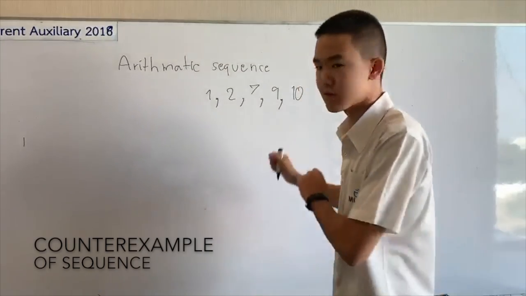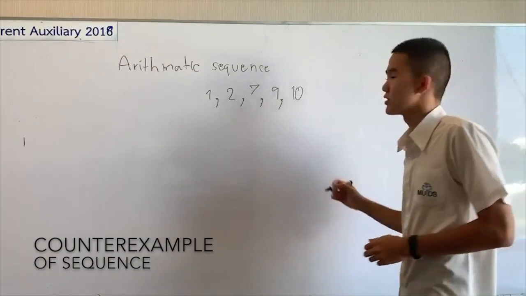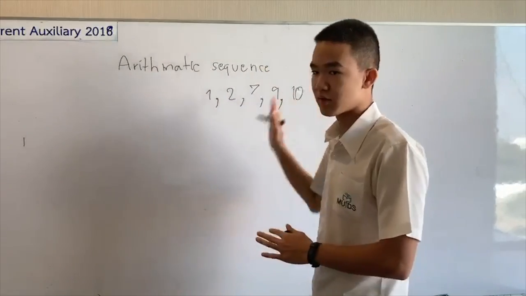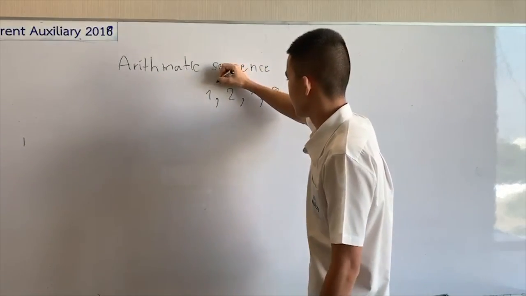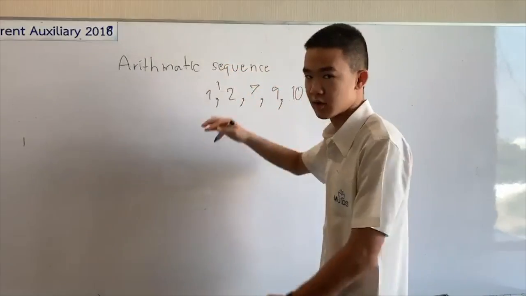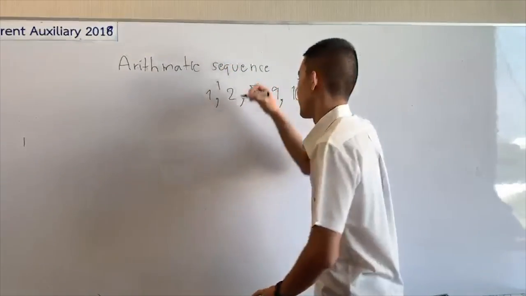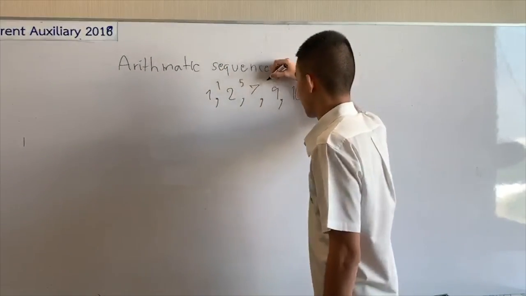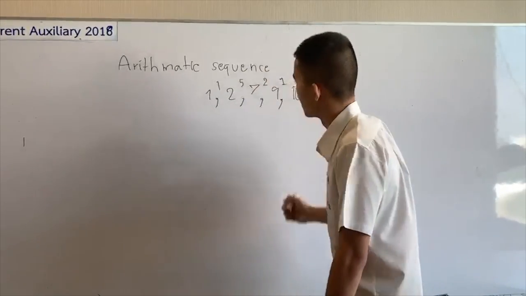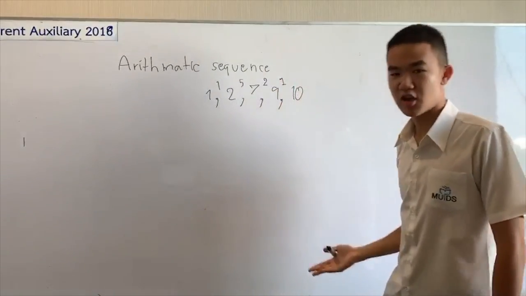This is a counter example of a sequence as it is not in order. As you can see, this is 1. The difference between the first number and the second number is 5, and then it's 2, and then it's 1. That's not in order.